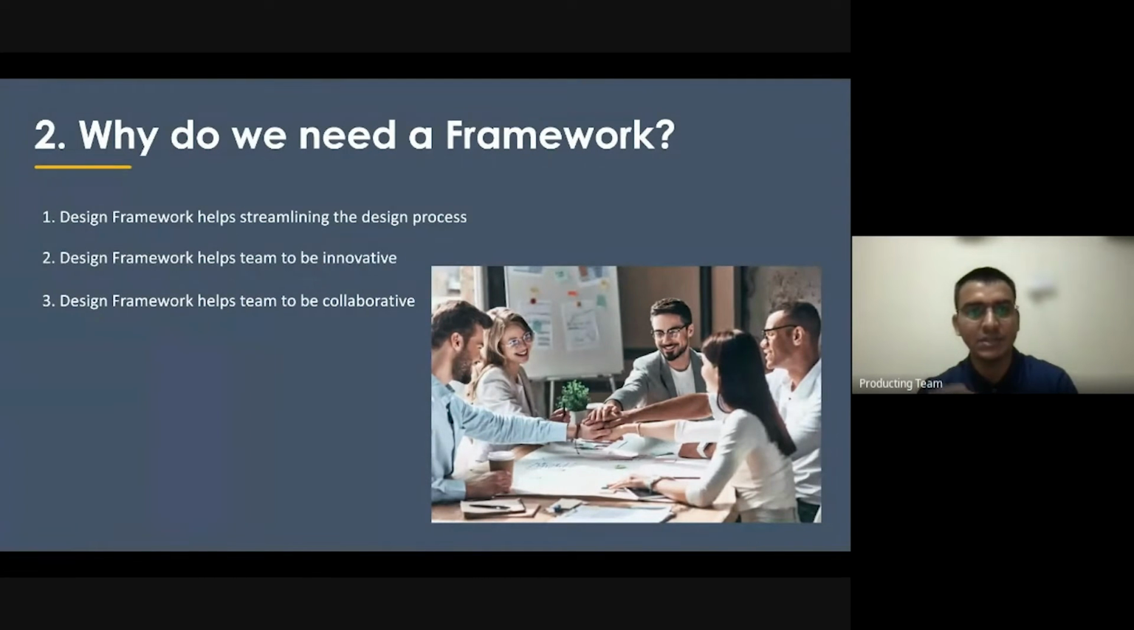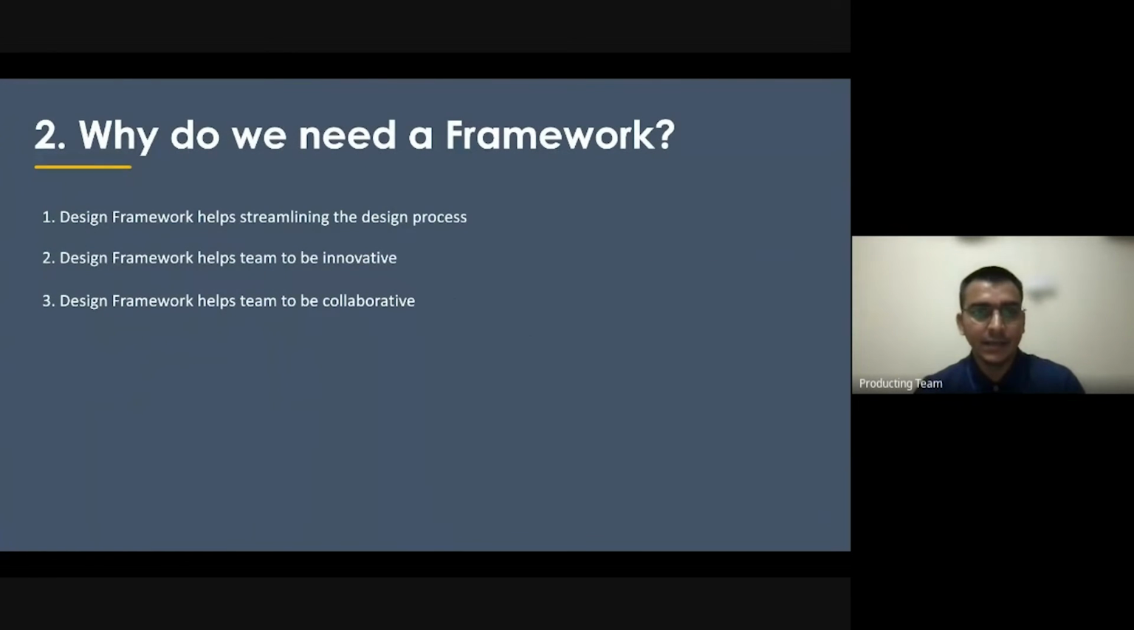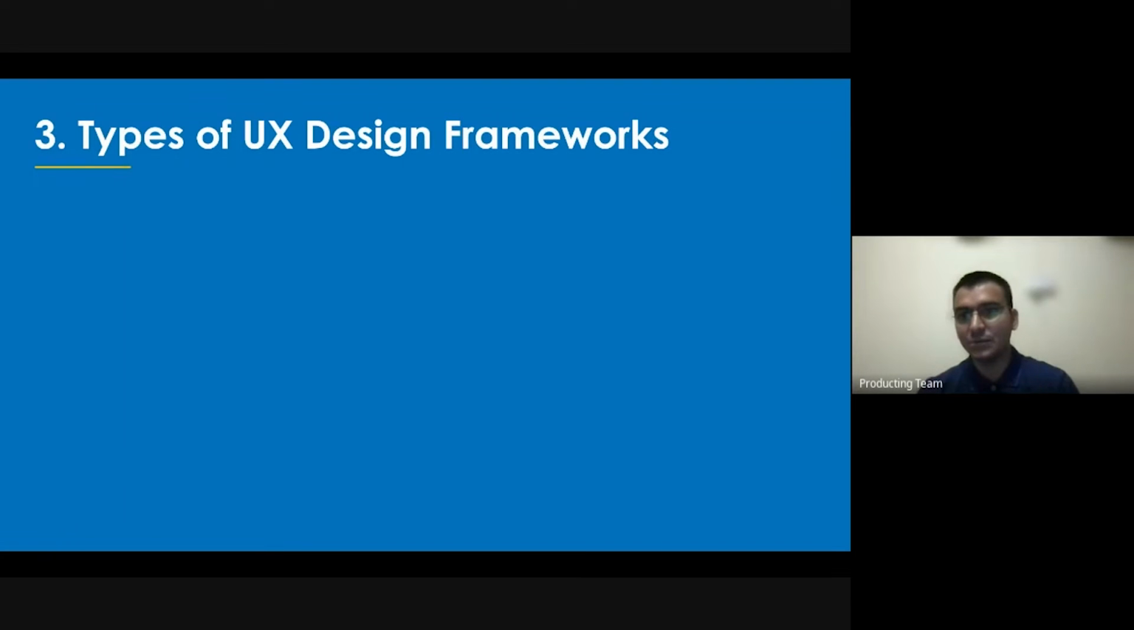Okay, so design frameworks help streamline the design process. Design frameworks help teams to be innovative. Design frameworks help teams to be collaborative. This is why we need design frameworks. Awesome. Now let's look at the types of design frameworks we have.